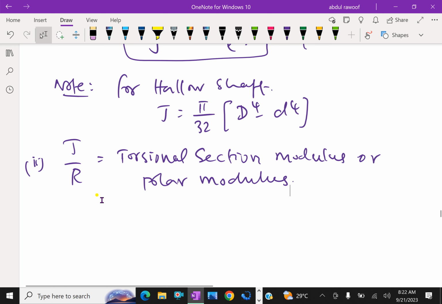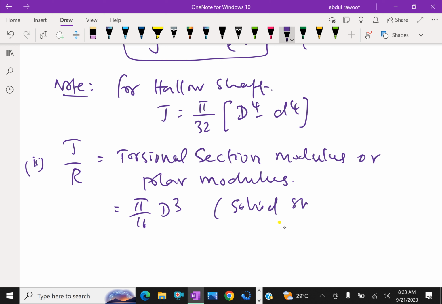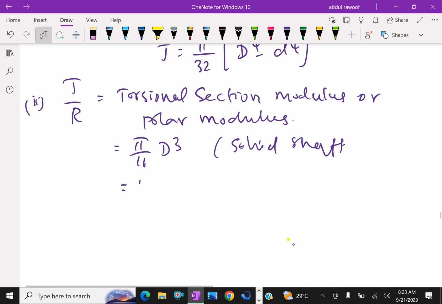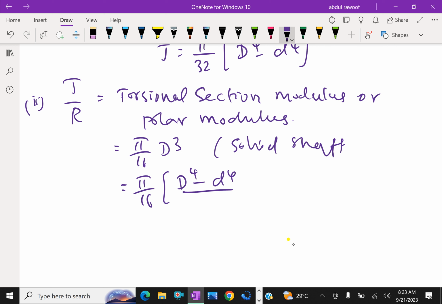Therefore, this J by R for a solid shaft is pi by 16 d cubed, and for a hollow shaft it is pi by 16 into D power 4 minus d power 4 over D.